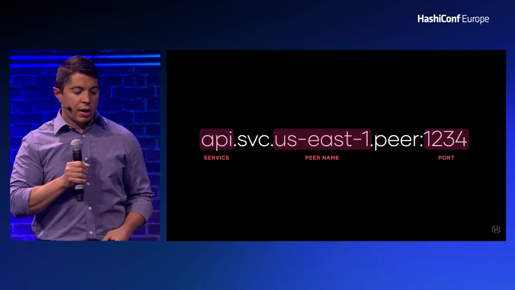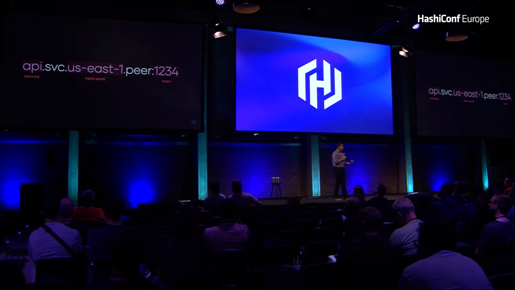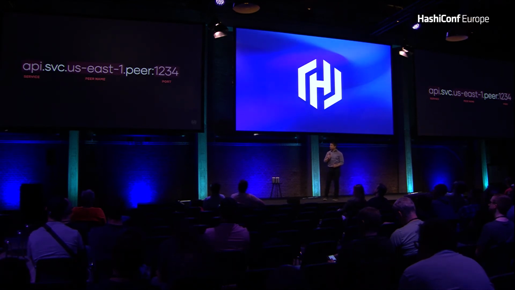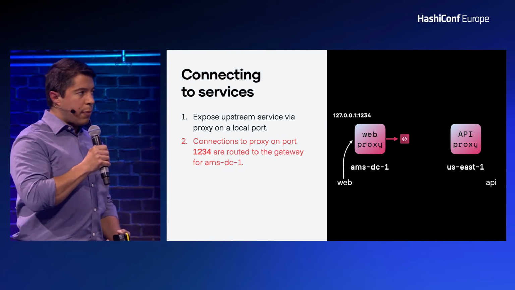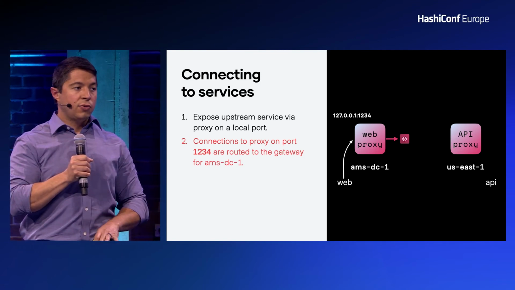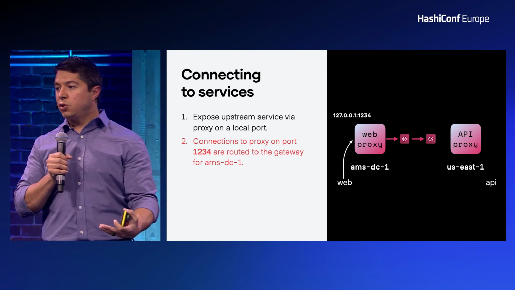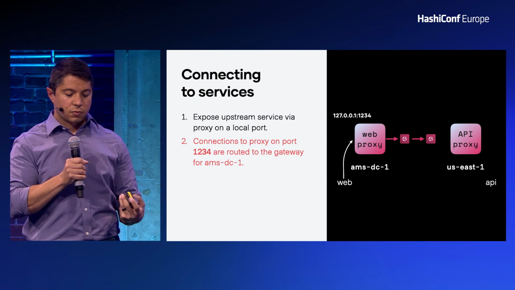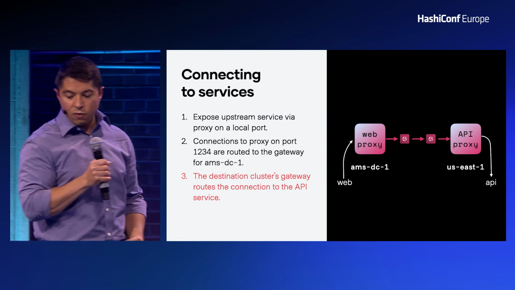If we zoom in on that a little bit, we can see the syntax. Pretty straightforward: we have the name of the service we want to connect to, API, the peer that service is available over, and the local port the proxy should expose it on. Now, once this is set up, when the web application makes a connection to localhost port 1234, the proxy is going to first route that connection to its local mesh gateway, which in turn is going to route the connection to the remote cluster's mesh gateway. And then ultimately, that will route to the destination API service.